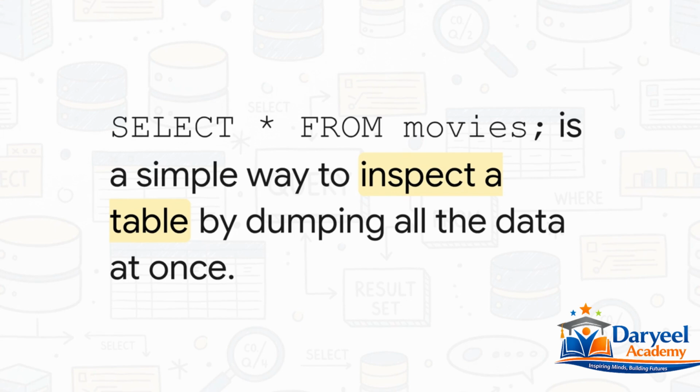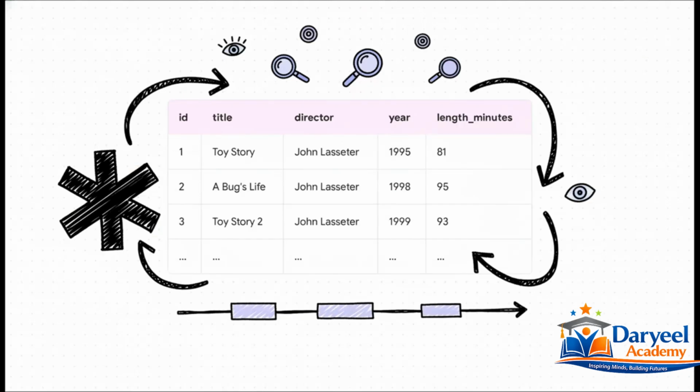This is probably the very first command anyone runs on a new table. It's the absolute quickest way to understand what kind of data you're even working with before you start asking more detailed questions. And just like that, the asterisk gives us the entire original table back. Every row, every column, from ID all the way over to length in minutes. It's the perfect way to just say, all right, show me everything you've got.